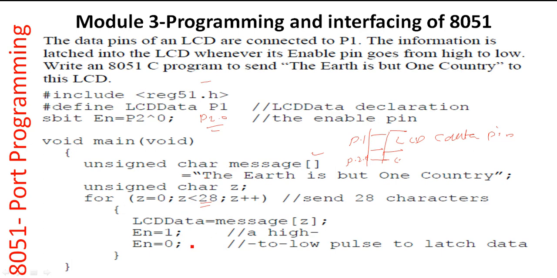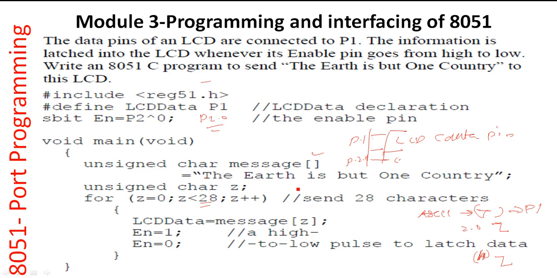Then we will make the enable pin high to low. This is very important. When we discuss interfacing of LCD, it will be very easy for you to understand. First we will send the ASCII value of T to port 1. Then we will make P2.0 go high to low. Then we will send the ASCII value of H, then write high to low.